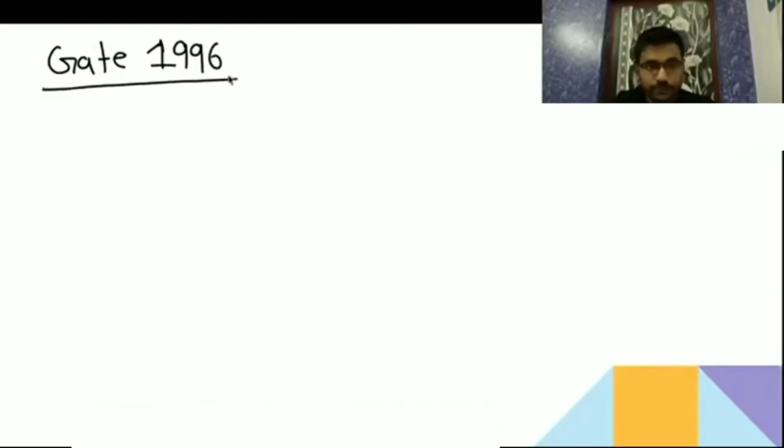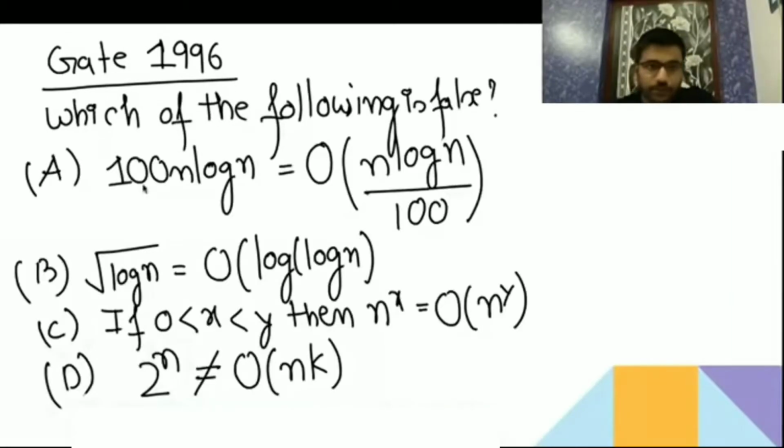So you have to first try, then later I will discuss. So this is your GATE 1996. In GATE 1996 they have asked, please write with me, which of the following is false? Anyone got it? B is the correct option. Okay, B option is correct because B is false.